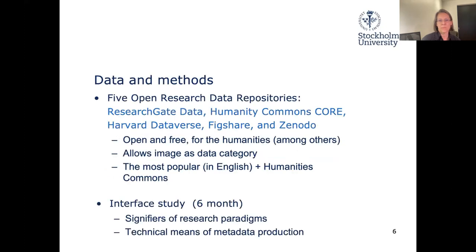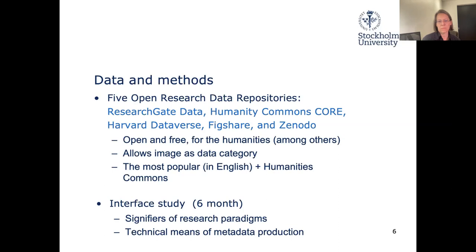We have analyzed five open data repositories designed for individual or smaller groups of researchers: ResearchGate Data, Humanities Commons Core Deposit, Harvard Dataverse, Figshare, and Zenodo. These repositories have in common that they are open and free to use, directed to the humanities, among others. They allow images as data and represent some of the more popular data deposits in the English-speaking world.